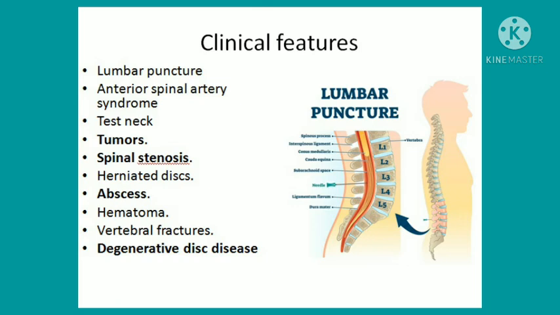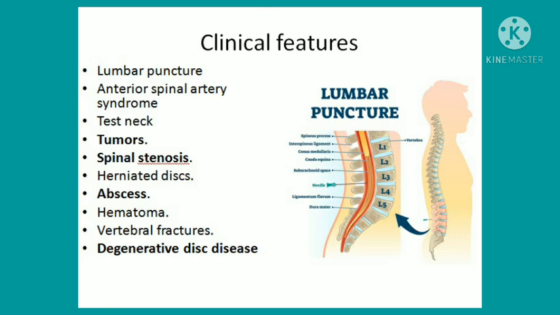Anterior spinal artery syndrome. The thrombosis in the anterior spinal artery produces a characteristic syndrome. The territory of supply includes the corticospinal tract. This leads to an upper motor neuron paralysis below the level of the lesion. Spinal stenosis. It is the narrowing of the spinal canal.